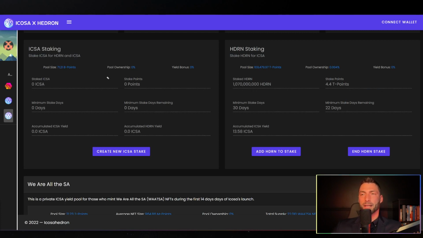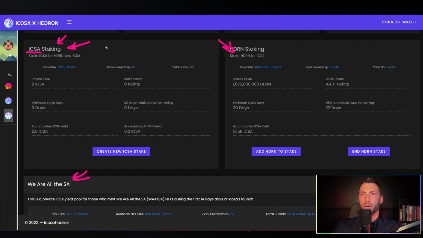I think people realize that in order to buy an HSI, in order to bid on one, you're giving your Hedron. And the winning Hedron bid, all the Hedron that person gave is burned. It's gone forever. But it turns into Icosa in all three of these pools: we are all the SA, the Hedron staking pool, and the Icosa staking pool. And what I think people have realized is that right now, the least competitive pool that you can easily get into is the Icosa staking pool.